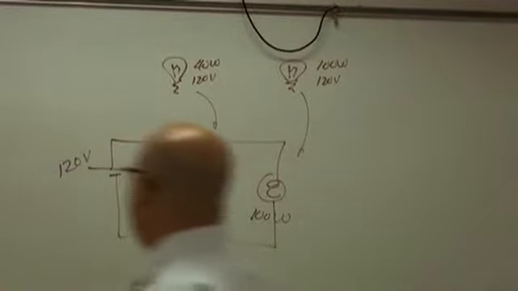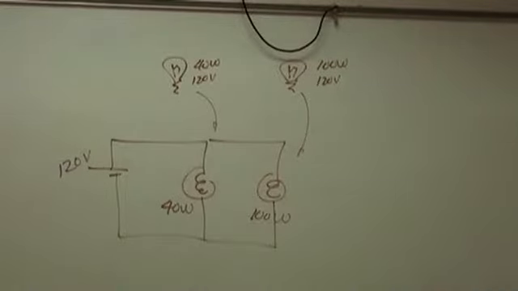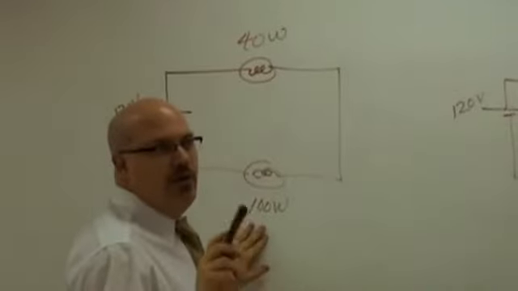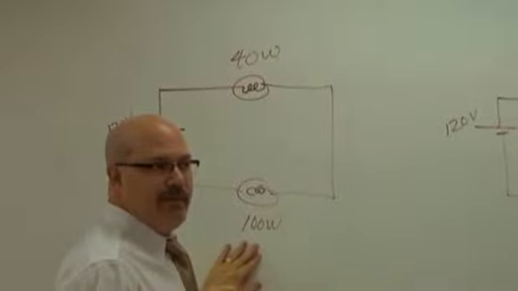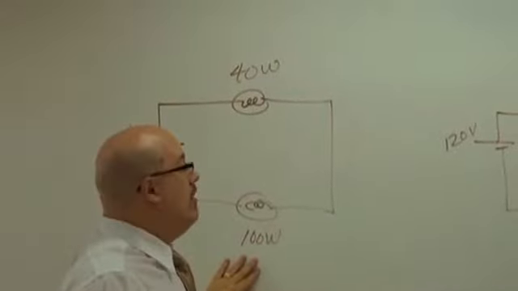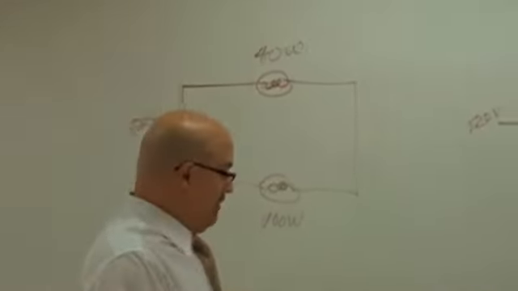Okay, now I take that 40 watt bulb, plug it in here, and the 100 watt bulb and plug it in here, and I want to know which one's brighter and what are the actual wattages of the bulbs. Wouldn't the 100 be a little bit brighter? Let's find out.